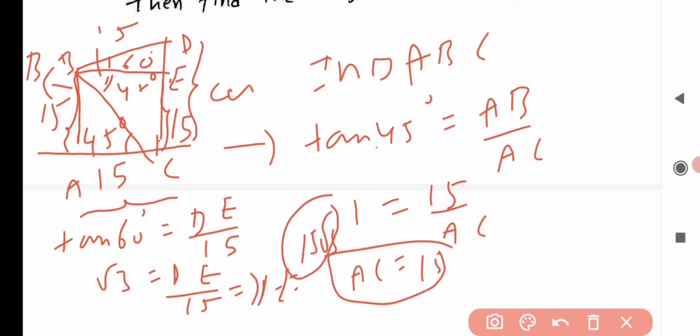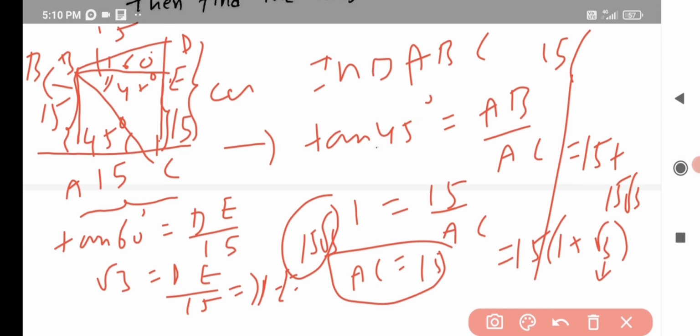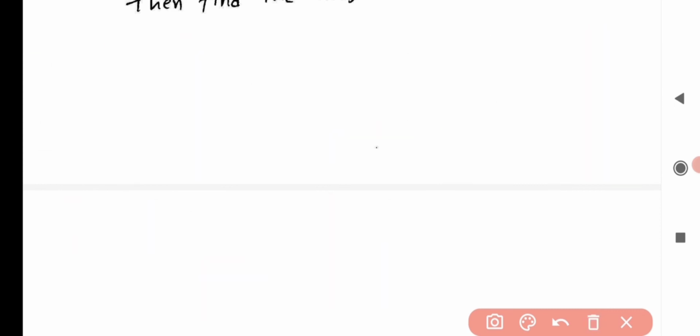Okay. CE value is what? Therefore height of the cell tower CD equals CE value, we know 15, plus ED value, 15 root 3. Okay, 15 is common. 1 plus root 3. Root 3 value is what? 1.732. So finally 1 plus 1.732 means 2.732. To this you multiply 15. That is your height of the cell tower. Okay. Next.